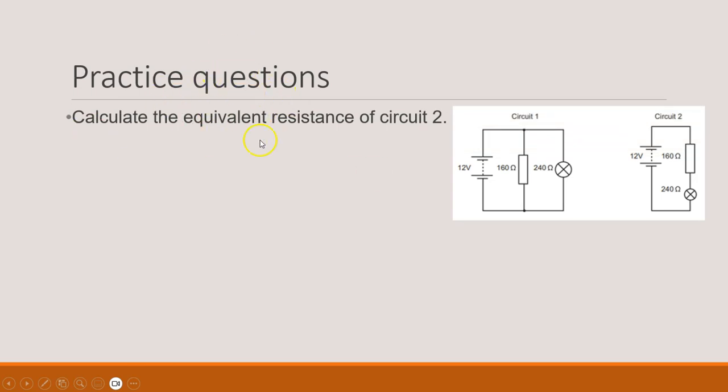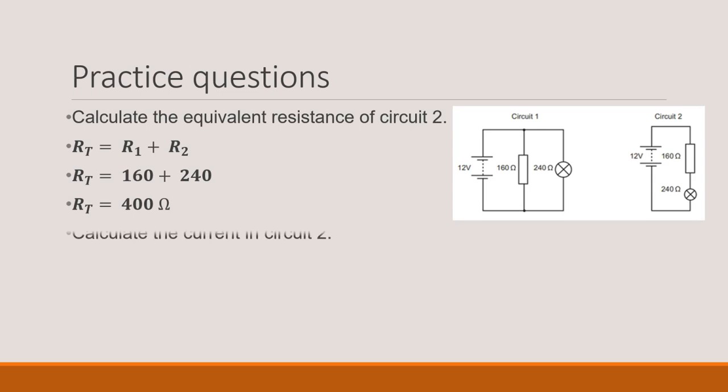Calculate the equivalent resistance of circuit 2. Equivalent resistance means total resistance. In order to work out total resistance in a series circuit, we simply add up the resistances of the individual resistors. RT equals R1 plus R2, which is 160 plus 240, which gives us a total of 400 ohms.